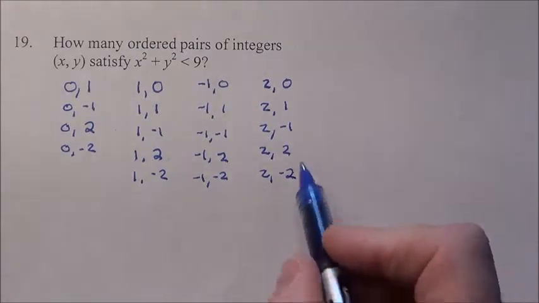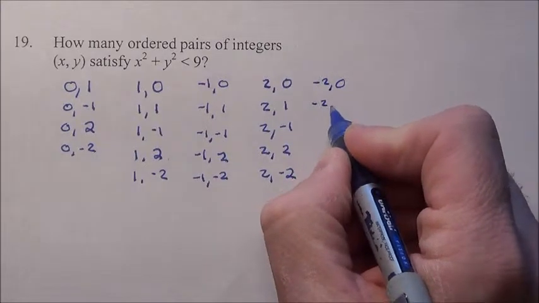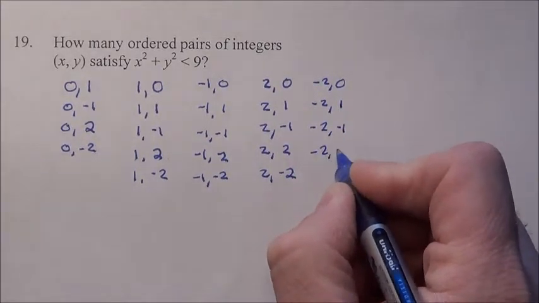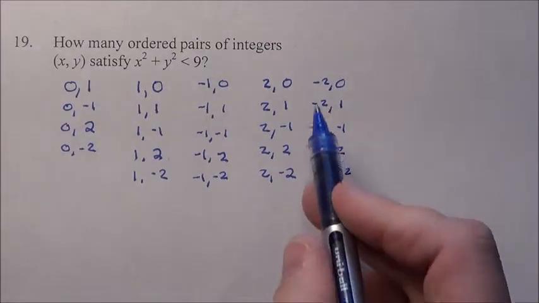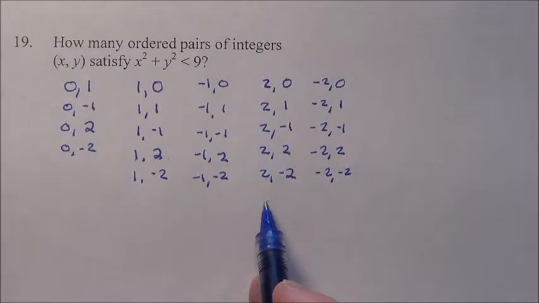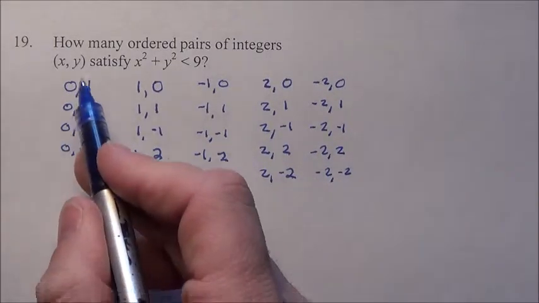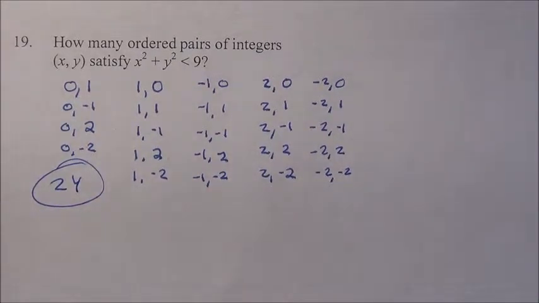And I can go back through here and do the same thing with a negative 2, 0, negative 2, 1, negative 2, negative 1, negative 2, 2, and negative 2, negative 2. So I can go back through and make the x negative. And that's all we're going to be able to do. So I got 5, 10, 15, 20, plus 4. There are 24 different ordered pairs that will make that true.